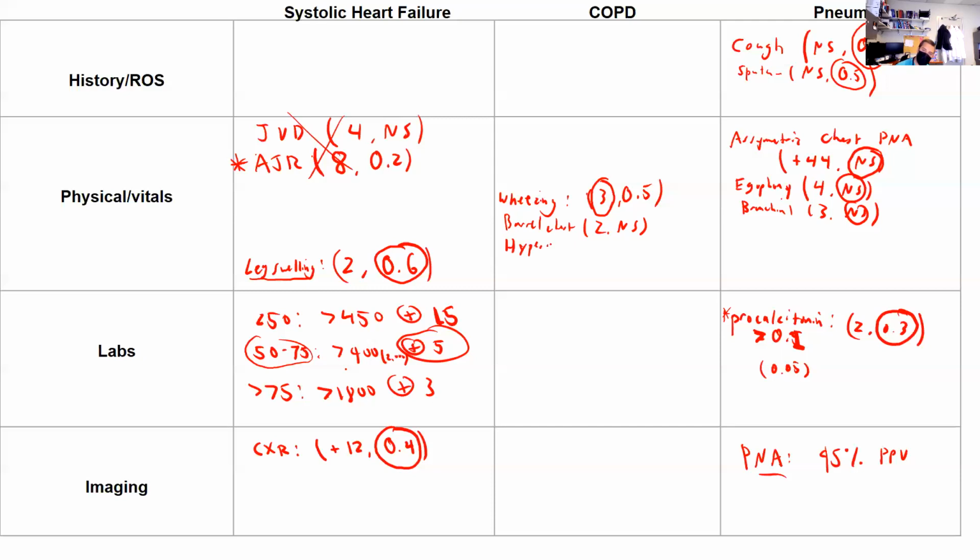The way you do this, he didn't have a barrel chest, but that wasn't too helpful here. It's hard to do, but you go for the right upper chest and you do percussion here. If it's really hyperresonant, that has a positive likelihood ratio of 5, but not really a great negative likelihood ratio.